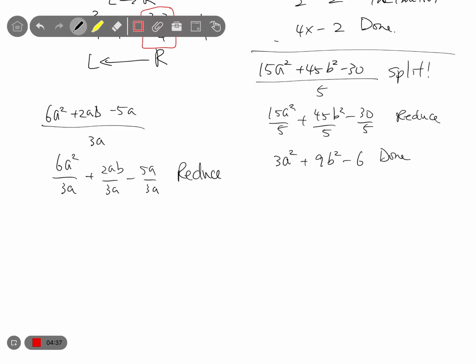Okay, all right, here we go. For the first fraction, 6 divided by 3 is 2/1, and a squared over a is a on the top. So 2a over 1, or 2a, is okay.